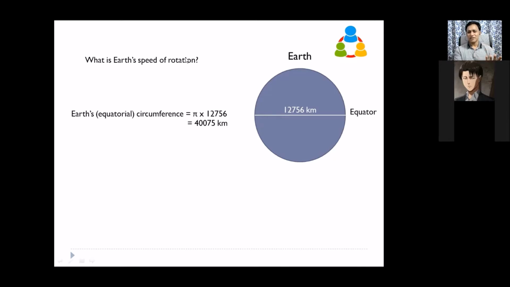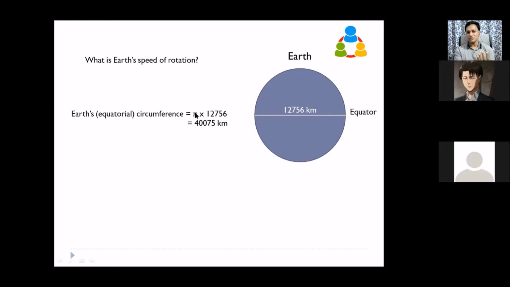This is straightforward toffee maths. In 24 hours, you travel this circumference. Pi into this is the distance you travel. In 24 hours, you travel this. So in 1 hour, how much will you travel?